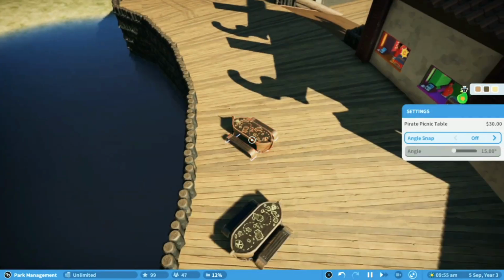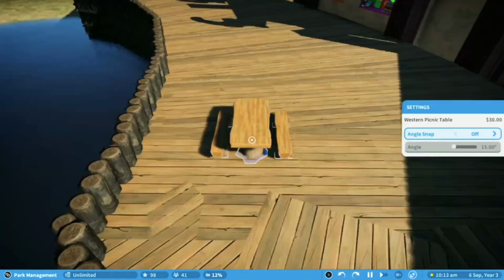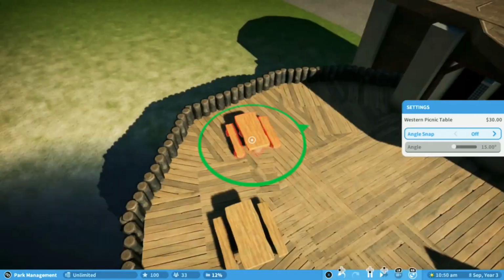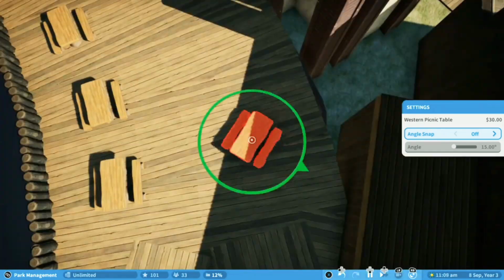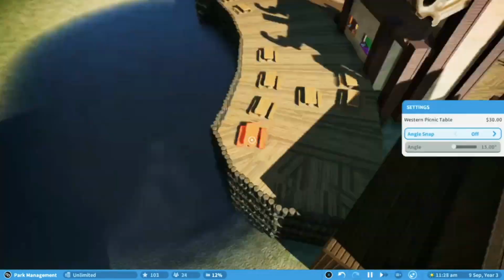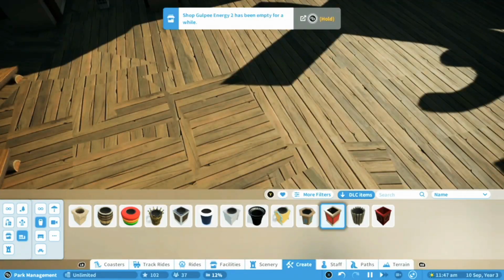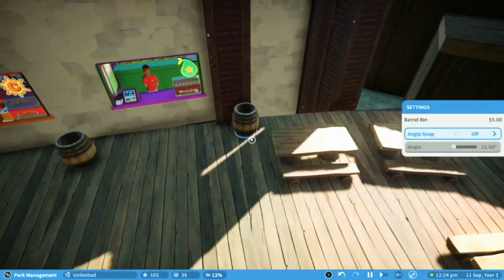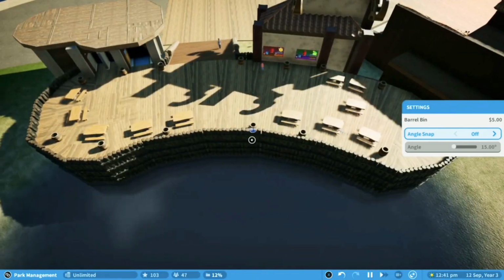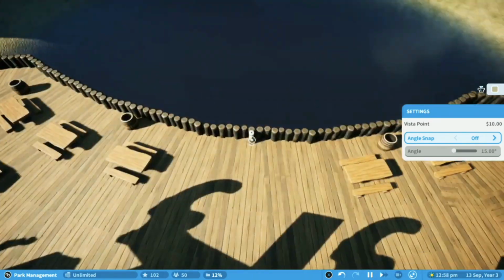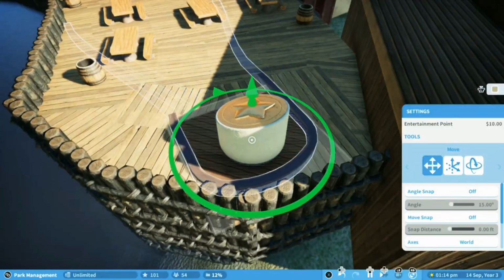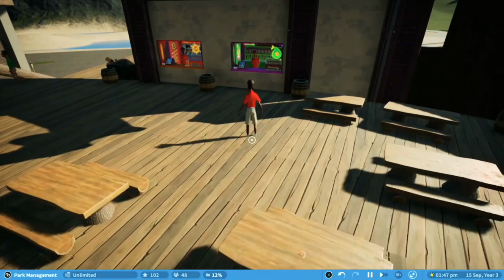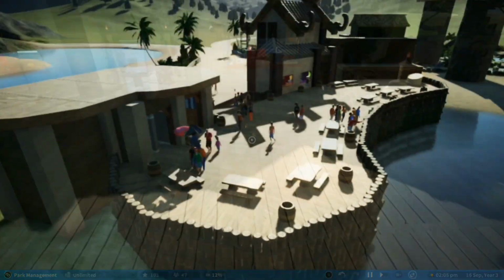I added some picnic benches so that guests could eat outside after they'd collected their food and enjoy the view of the lake. I also plan on adding a coaster on the opposite side of the lake in the future so that you can get some nice views of that running around the track. Of course, I also added some bins. I added some viewpoints so that guests would enjoy the view, and also an entertainment station so that entertainers would come up here and, well, entertain the guests. I also hired some vendors and more staff.